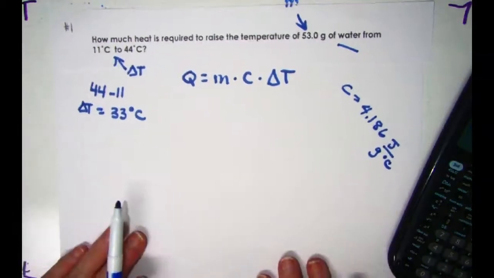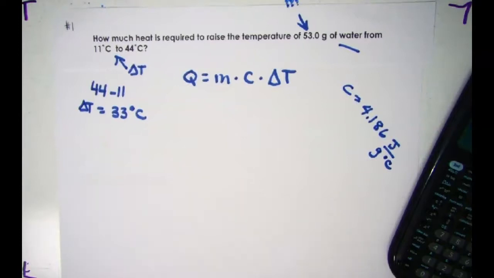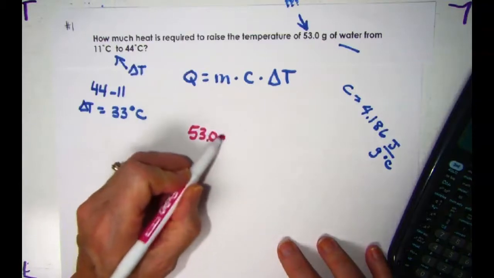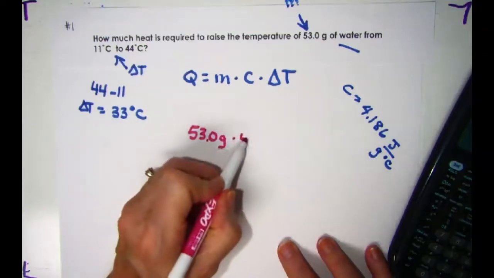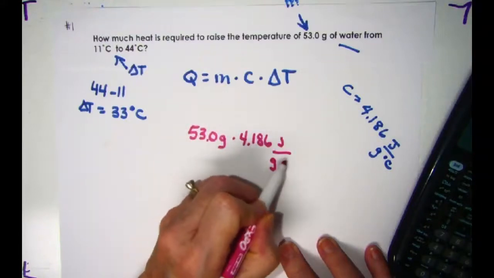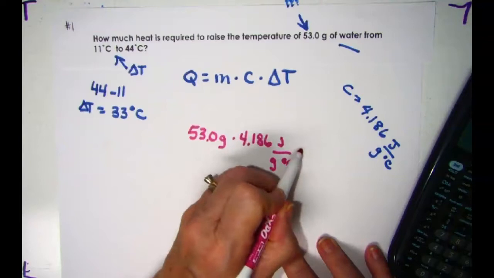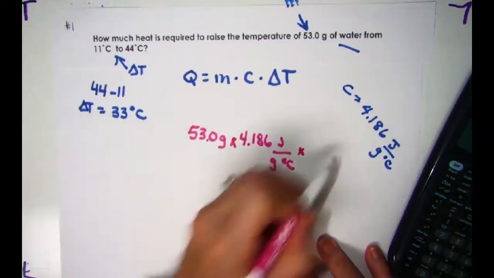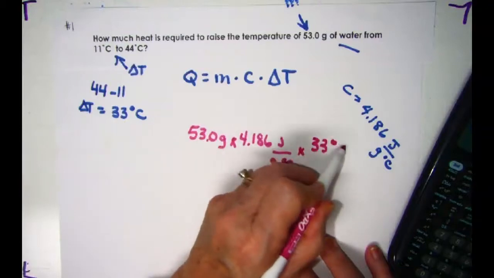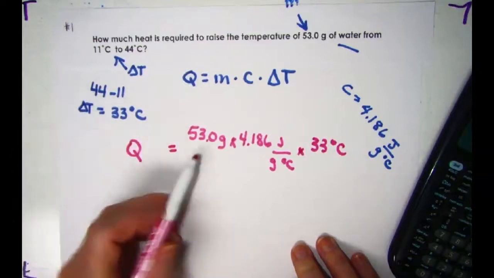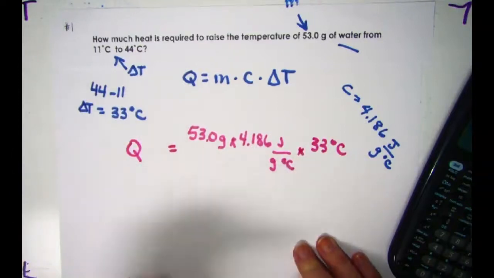Guys, if we have the formula, we figured out everything else. The only thing we don't know is Q. So M, 53.0 grams. C, 4.186 joules per gram degree Celsius. And then delta T is 33 degrees Celsius. There's your problem. That is filled in. Q equals MC delta T.